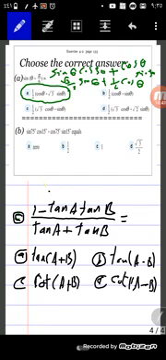Number B, sine 45 cosine 15 plus sine 45, sine 75 cosine 15 plus cosine 75 sine 15 equals sine of 75 plus 15 equals sine 90. Sine 90 equals 1.